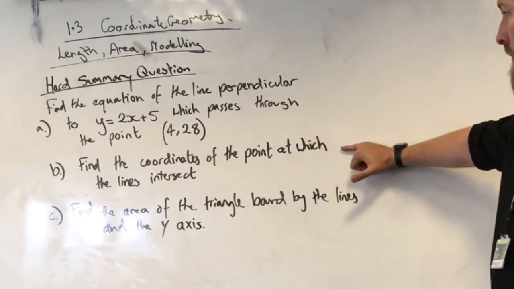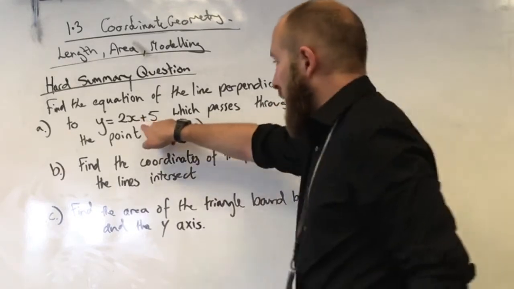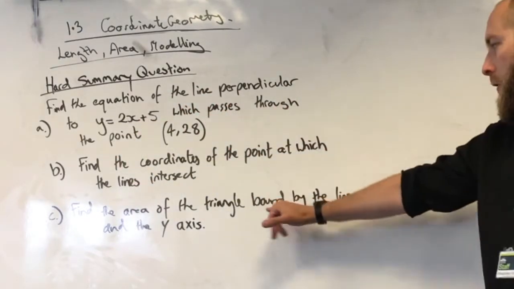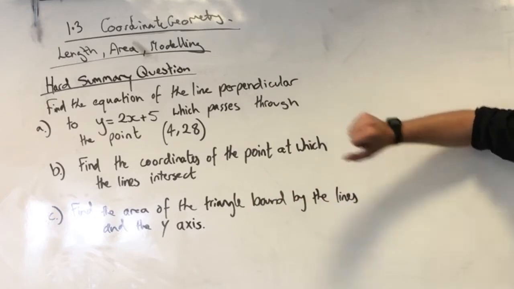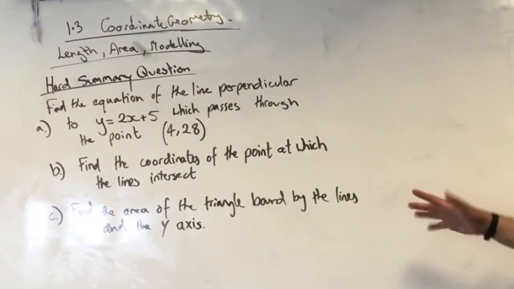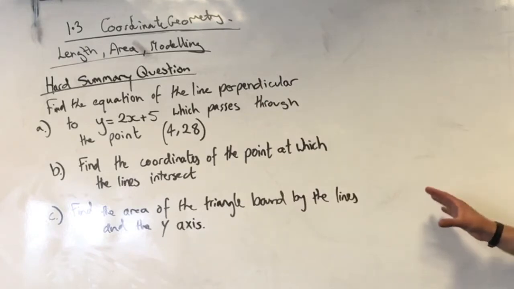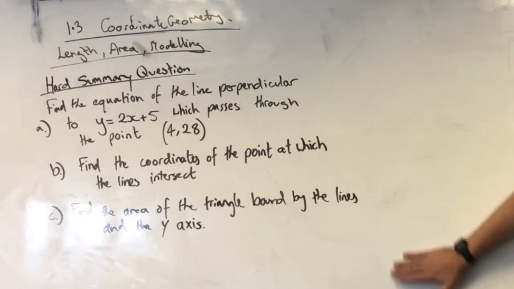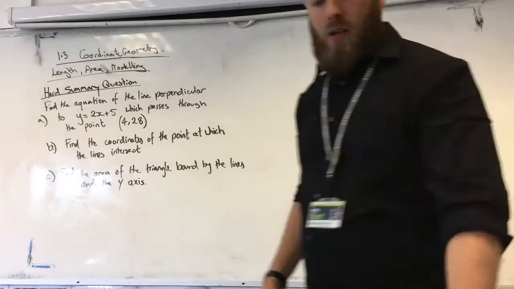Part B, find the coordinates of the point at which these two lines intersect, this one and the one you find as your answer to part A. And part C, find the area of the triangle bound by the two lines and the y-axis. So if you want to pause it, give that a go. It'll probably take you about 10-15 minutes because there are so many parts to it. But pause it and I will start going through it here. You can mark it as you go if you like.